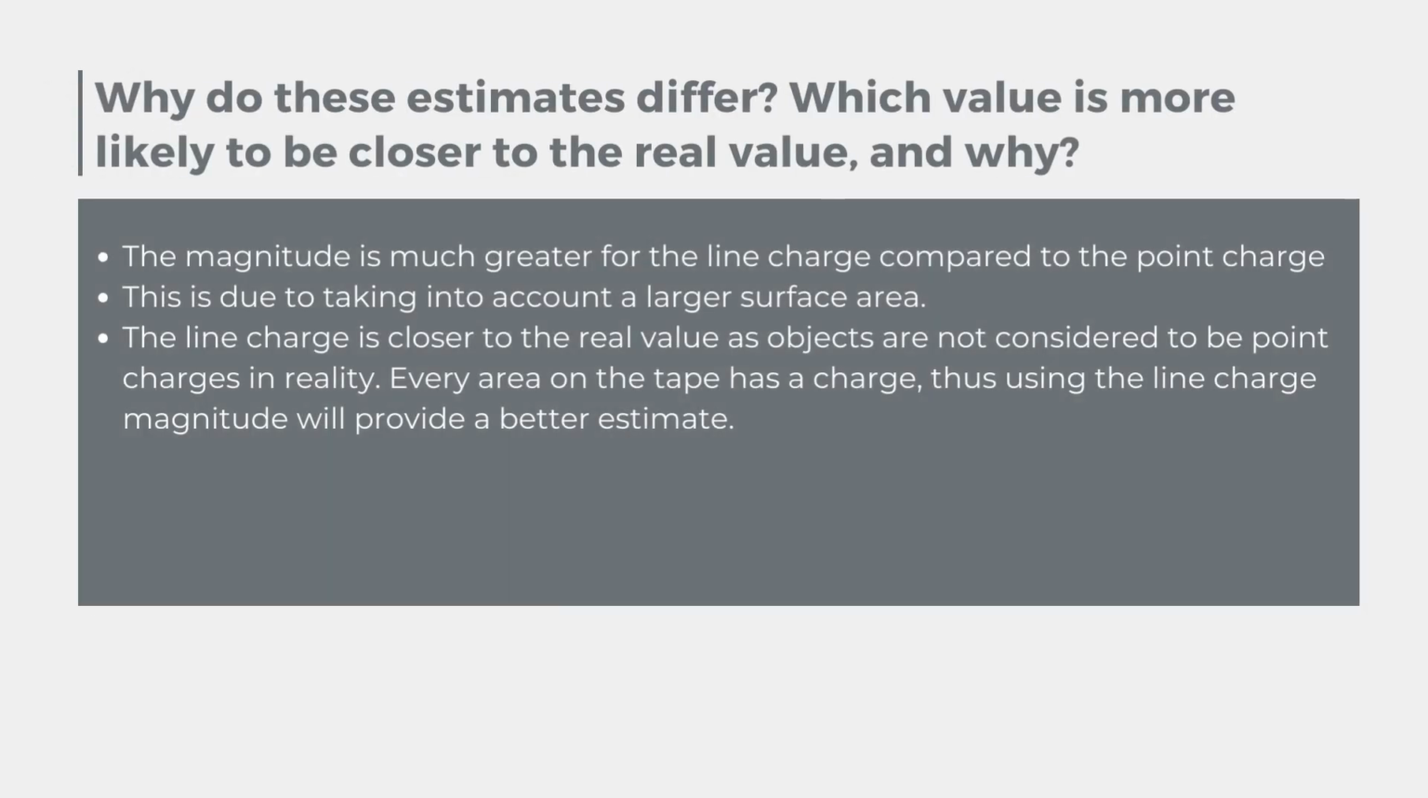Now, why do these estimates differ? Which value is more likely to be closer to the real value, and why? The magnitude is much greater for the line charge compared to the point charge. This is due to taking into account a larger surface area. The line charge is closer to the real value as objects are not considered to be point charges in reality. Every area on the tape has a charge. Thus, using the line charge magnitude will provide a better estimate.